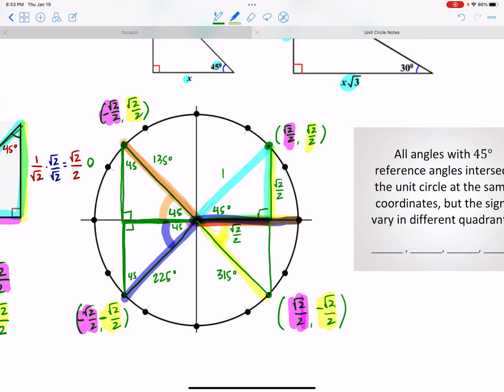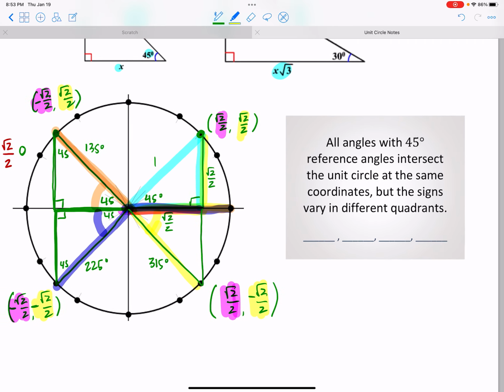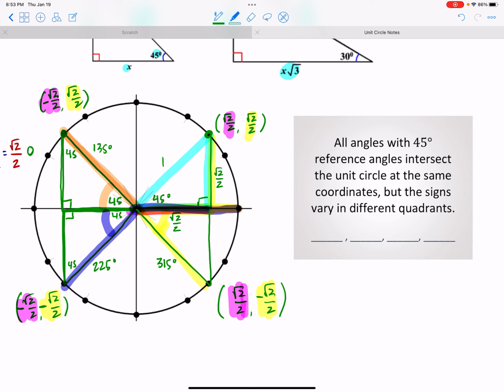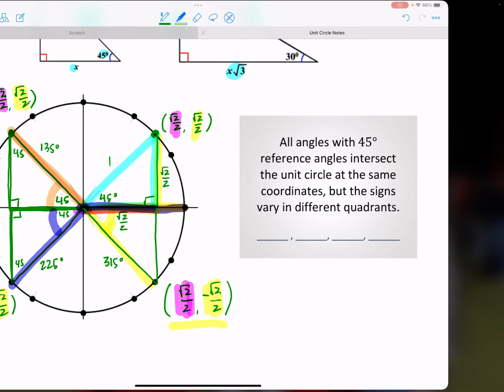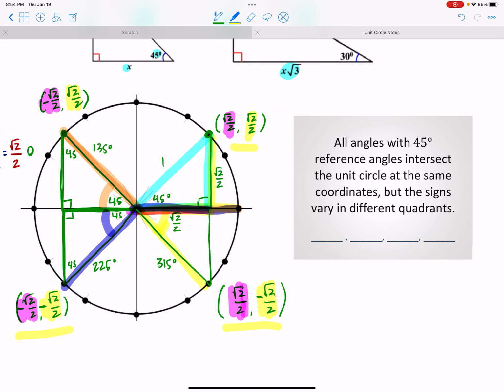And once we have it all in the unit circle, again, we're just going to use it as a reference sheet. Now I can tell right away what the sine and cosine are for 4 different angles in my unit circle. And notice what I was saying all along here is that all of the angles with a 45 degree reference angle, so that was the 45 that we started with, and then the 135 in quadrant 2, the 225 in quadrant 3, and the 315 in quadrant 4, all of those have the same coordinates. The only thing is that the signs vary because we're varying in our quadrants.